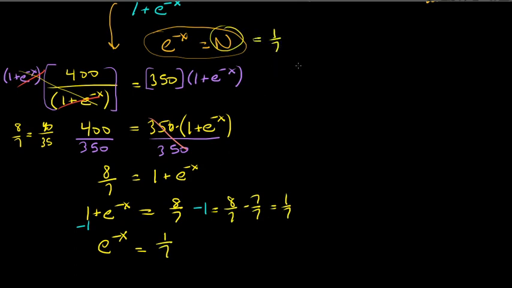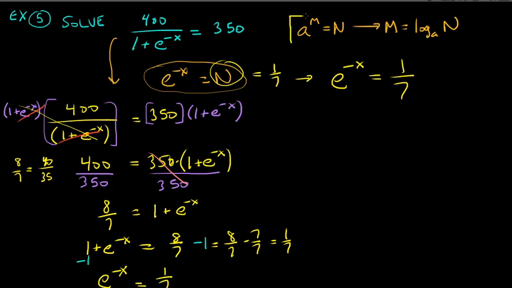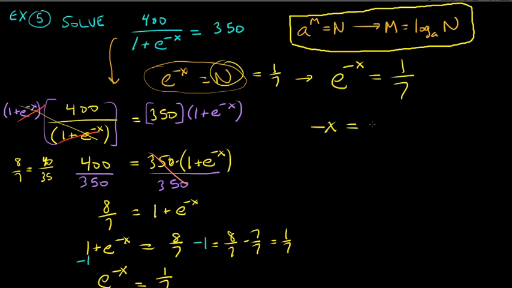Okay. So let me just copy that down. e to the negative x equals 1 over 7. So I just brought that up here. Now we know what to do. Now we can convert to a logarithm. In other words, we're going to do this. My a is e, my m is not x, m is the whole thing. It's negative x, and n is just 1 over 7. So m, that is negative x, equals log base e of n, which is 1 over 7.